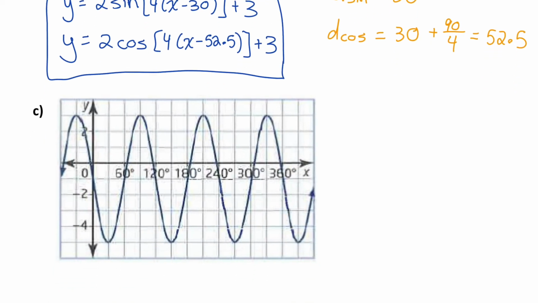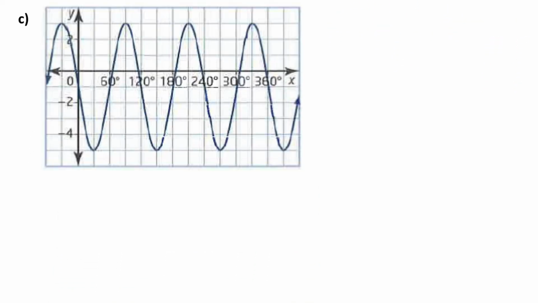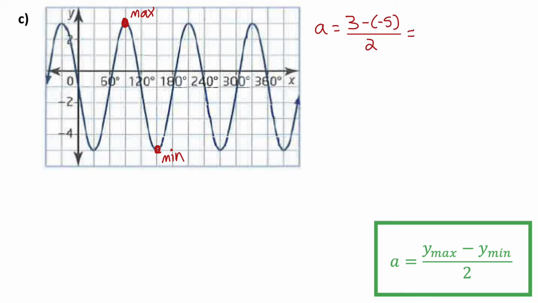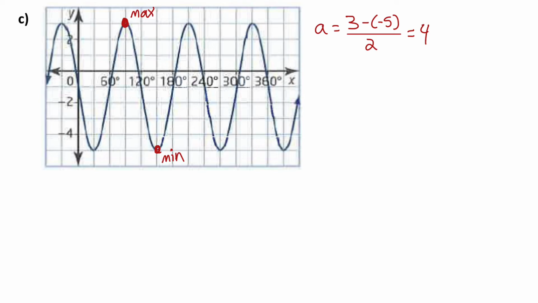Let's move on to part C. Once again, we'll describe this wave with both the sine and cos function. Let's start by finding the a value. The a value corresponds to the amplitude of the function, and to find the amplitude, I'll have to find the difference in the max value and the min value, and then divide it by 2. Well, the y-coordinate of the max I can see is 3, and the y-coordinate of the min is down here at -5. So when finding the amplitude, I'll do 3 minus -5, and then divide that by 2. That gives me 4. So my amplitude of this function is 4.